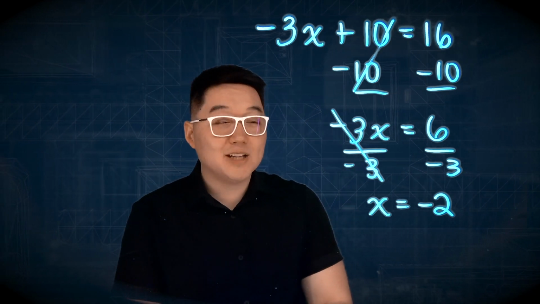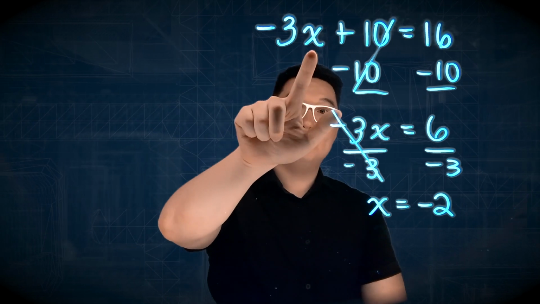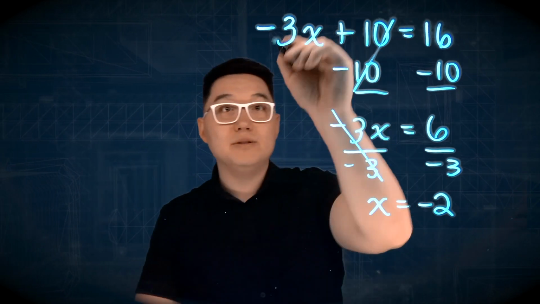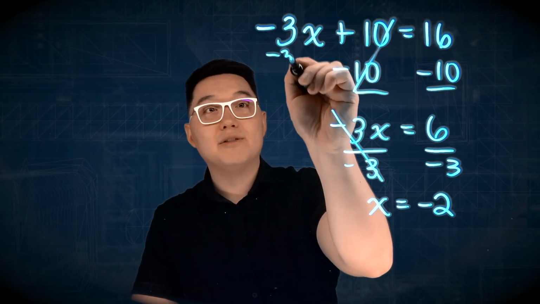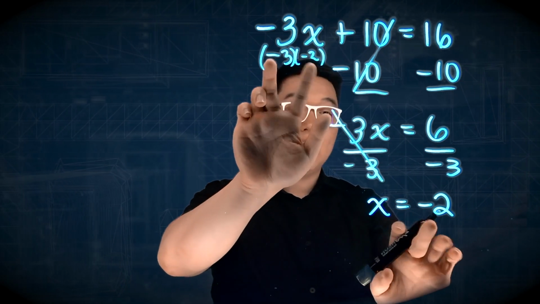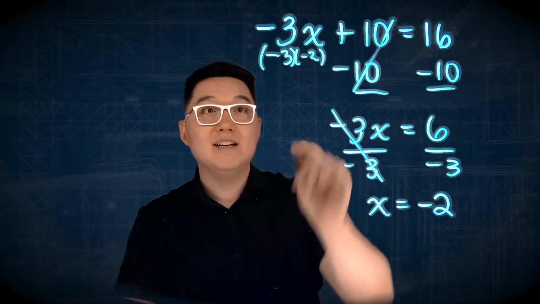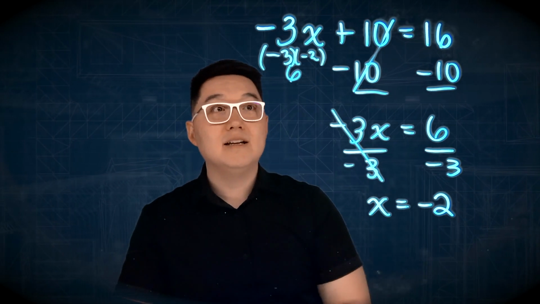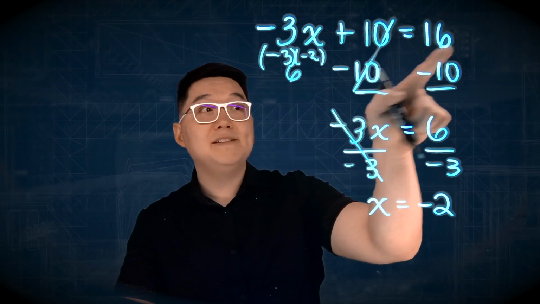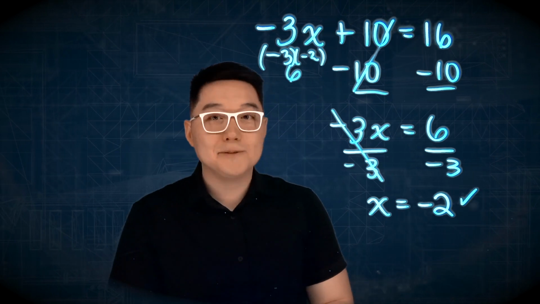Let's double check if the solution is correct. Negative 3 multiplied by negative 2. What happens if I do negative 3 times negative 2? Well, when you multiply two negatives, it makes a positive 6. So this is 6, but 6 plus 10 is in fact 16. So the solution of negative 2 checks out.